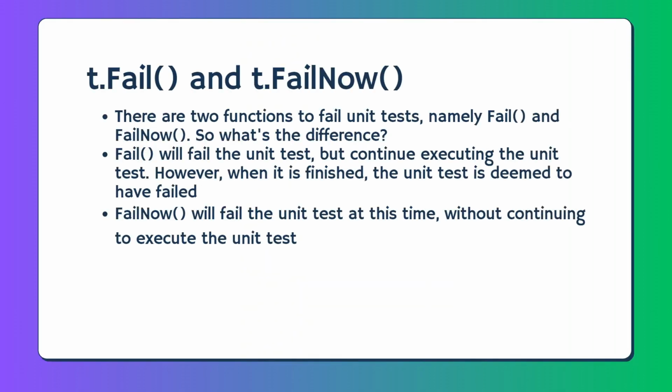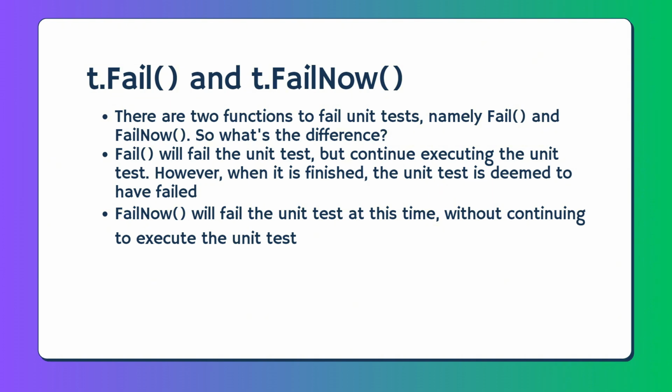Fail will fail the unit test, but continue executing the unit test. However, when it is finished, the unit test is deemed to have failed. FailNow will fail the unit test at this time without continuing to execute the unit test.